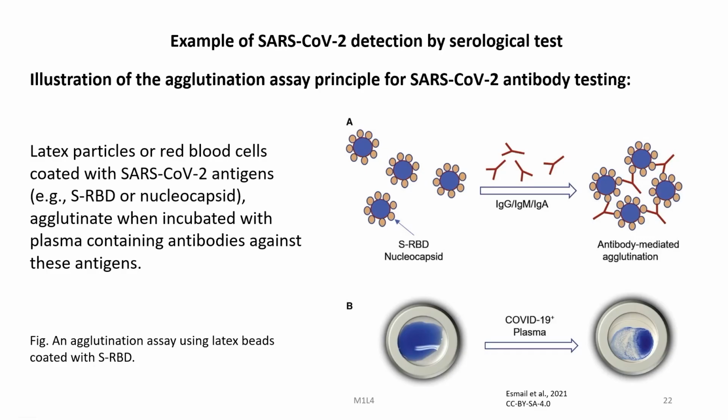So, in the past 2 years since 2020, the world was suffering from the SARS COVID pandemic, and here the serological test was used for detection, and you can see the agglutination assay principle for SARS-CoV-2 antibody testing over here. So, you have latex particles with red blood cells coated with SARS-CoV-2 antigens. They agglutinate when incubated with plasma taken from the patient, which contains the antibody against these antigens.